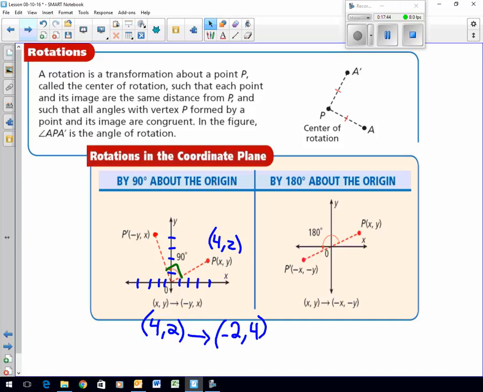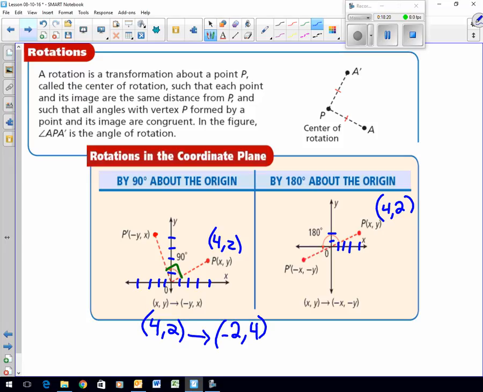Like for a 180 degree rotation, look what happens here. If I go from point P, let's just keep the same, 4, 2. If I take the original point 4, 2 and rotate it 180 degrees, trick question, what if I go counterclockwise with it? And what if I go clockwise with it? Doesn't matter, right? Same place.